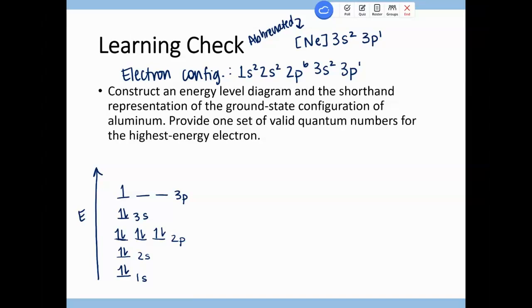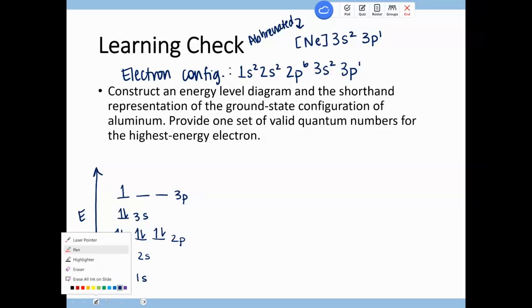Okay, last part is providing 1 set of quantum numbers for the highest energy electron. What's the highest energy electron? The 3p1. So we've represented that on our orbital diagram. Higher energy as we go up, highest energy is in the 3p orbital. Also, higher principal quantum number means higher energy. And p orbitals have higher energy than s orbitals. D orbitals generally have higher energy than p and s as well. So furthest away from the nucleus, highest energy electron.